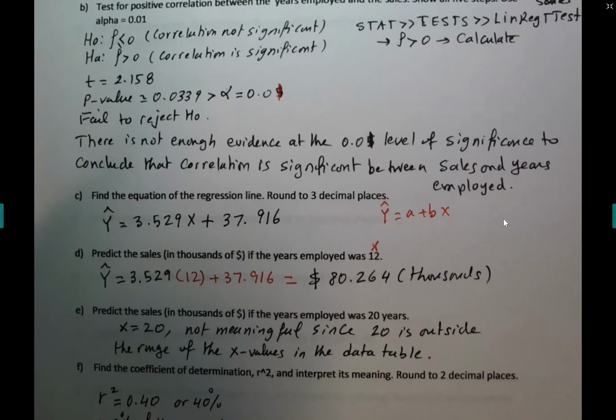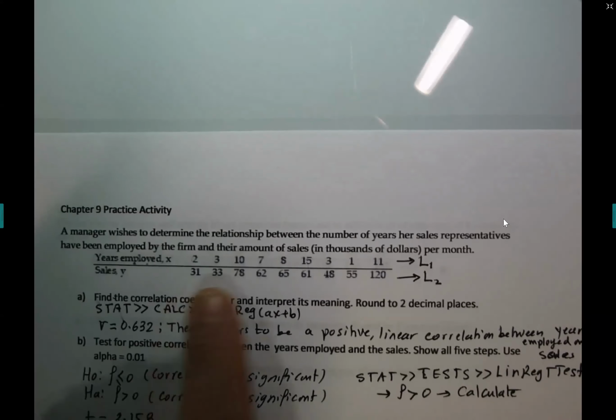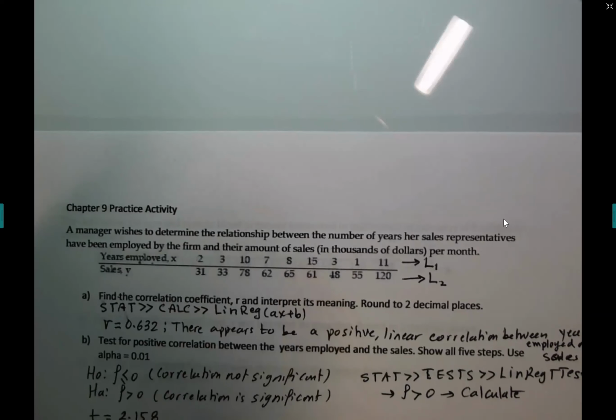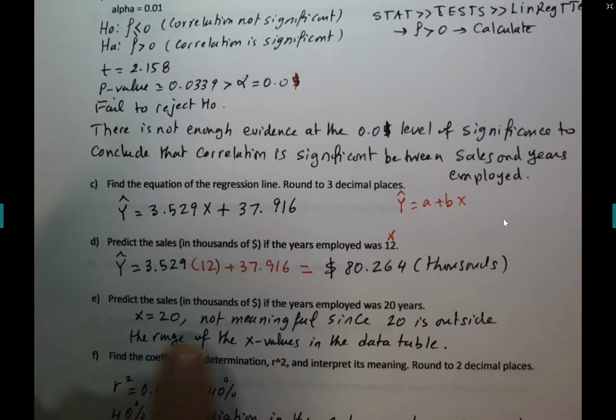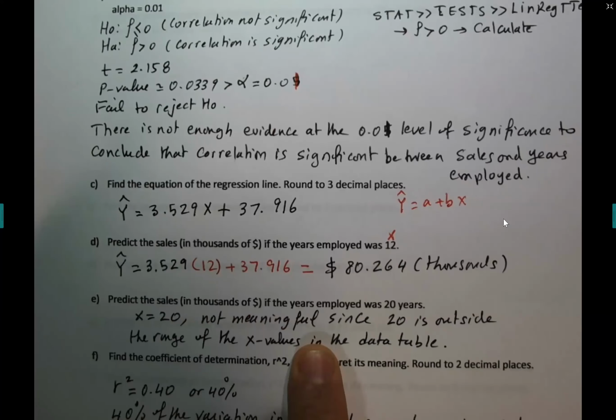Predict the sales in thousands if the years employed was 20. As you notice here for 20, guys, I said not meaningful to use in the equation. Let me tell you why. If you go to the range of values, you know 20 is way beyond 15, which is the largest value, so you don't apply it in the equation. So it has to fall within the range. So that's what I put. Not meaningful to find y.